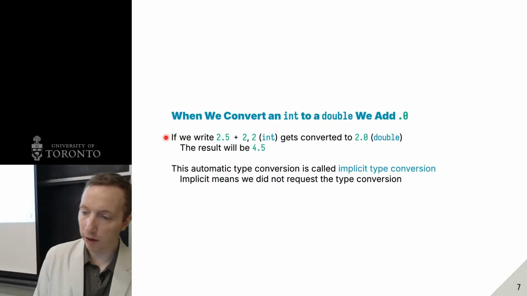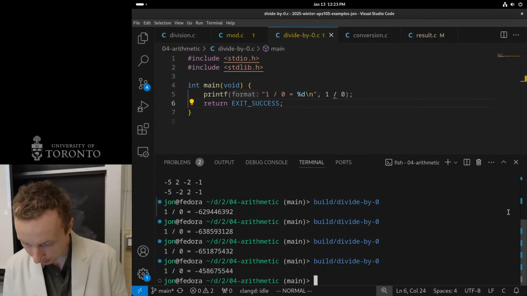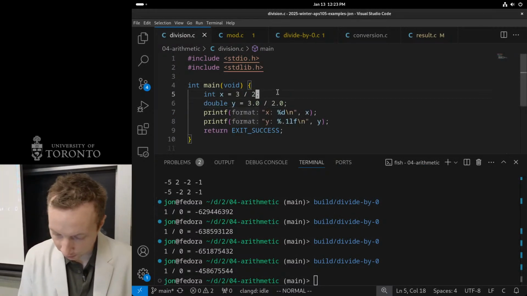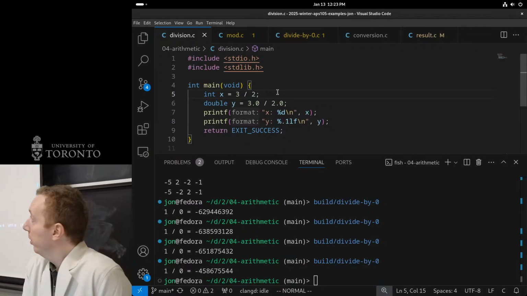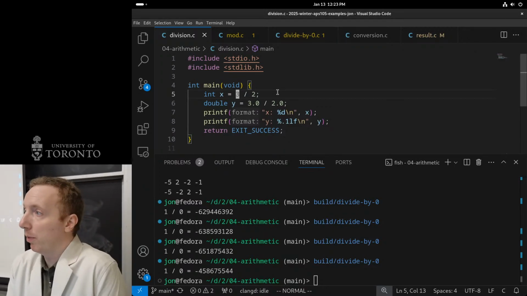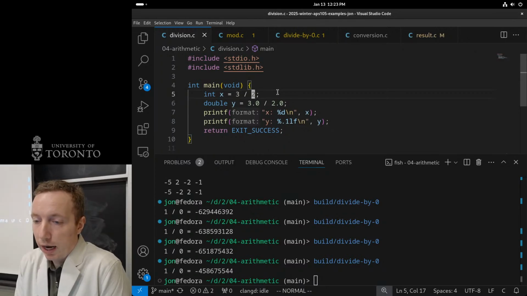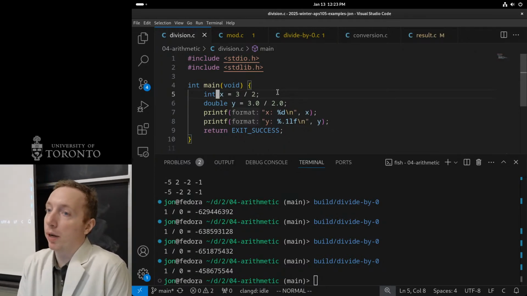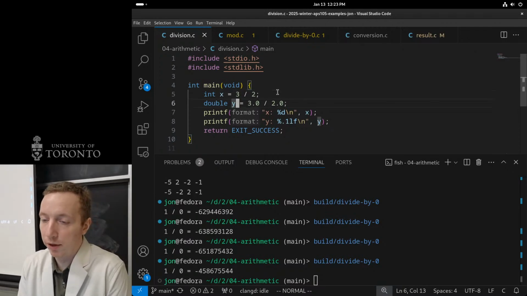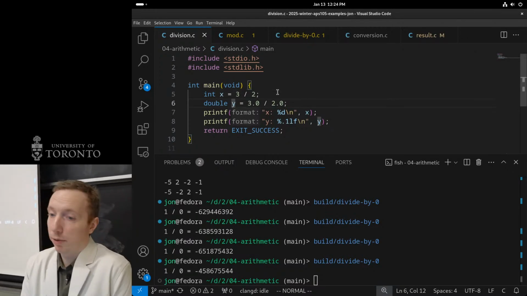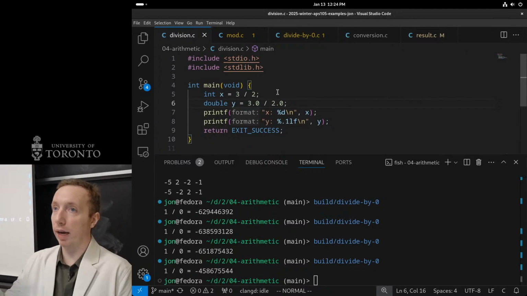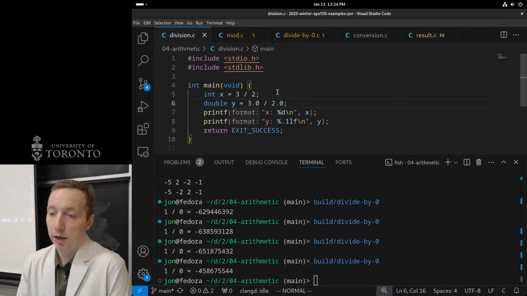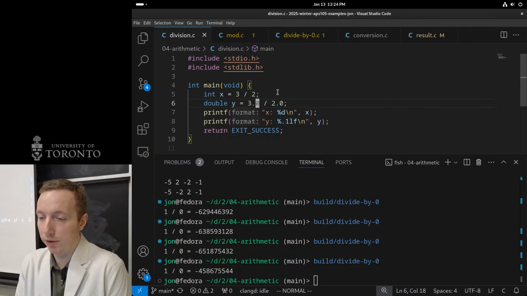So, for example, let's see an example first. In this case, I have x = 3 divide 2, where 3, if I write something without a decimal in it, means it's an integer, and x, the resulting type, is also an integer. So everything here is all integers. For double y, y is a double, and if I write the number with 0.0, that means it is a double. If I don't have a decimal, it by default is an integer. So this division is with 2 doubles.